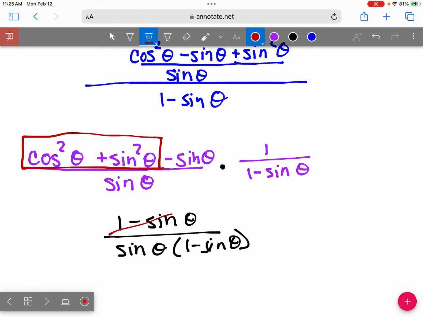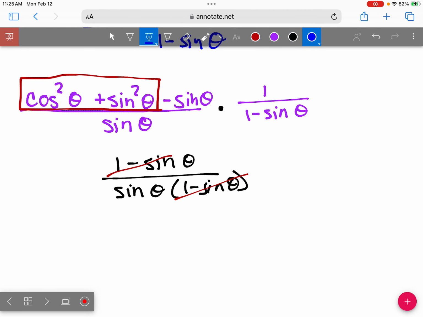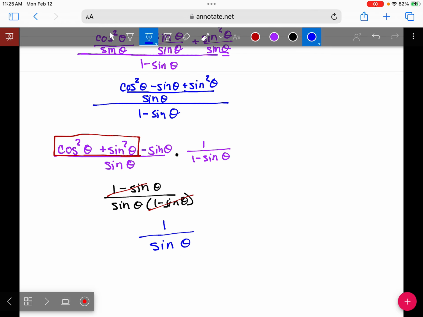And we can see here the 1 minus sines cancel out. So we're left with 1 over sine theta. Well, 1 over sine theta is the same thing as cosecant.